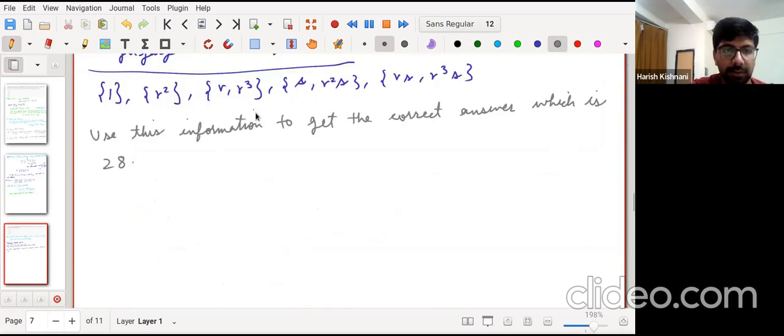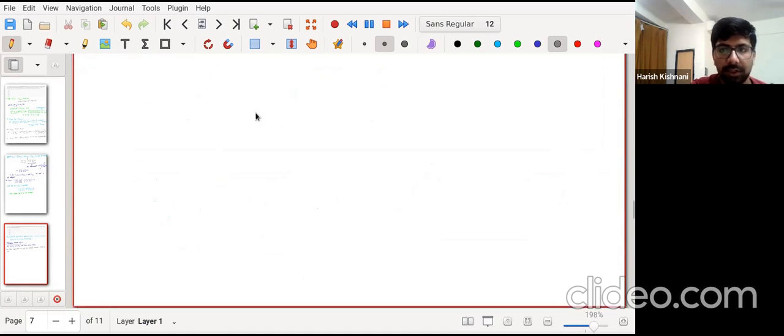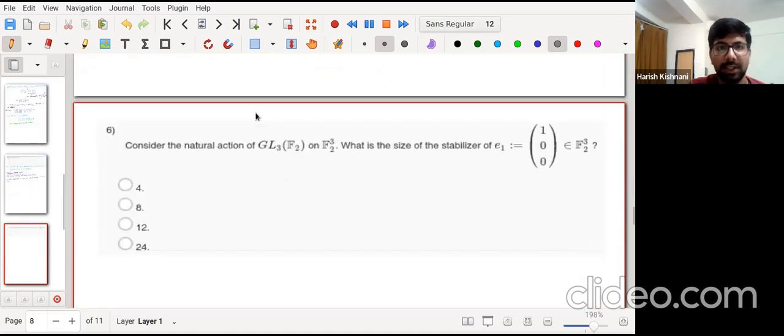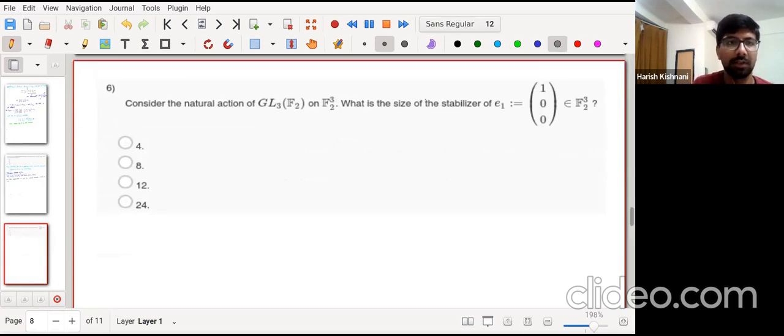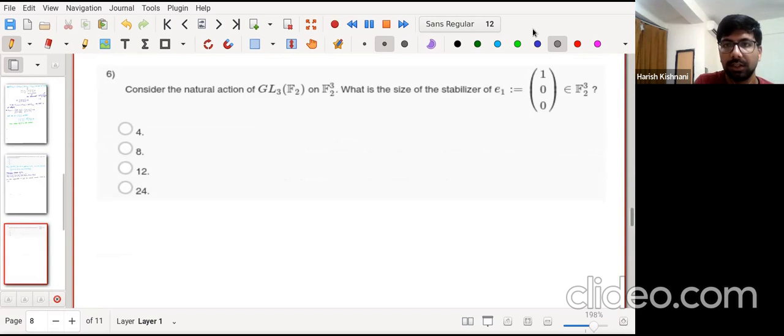Okay, so let's move on to the next question. Question number 6. Consider the natural action of GL3(F2) on F2^3. What is the size of the stabilizer of e1? So this is again an interesting question. It will take some time, but let's do it because it will clarify your doubts regarding the group action.